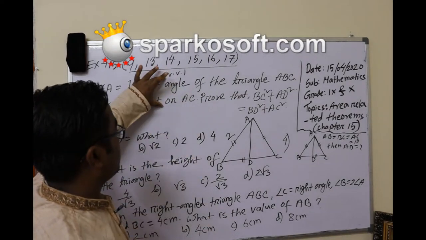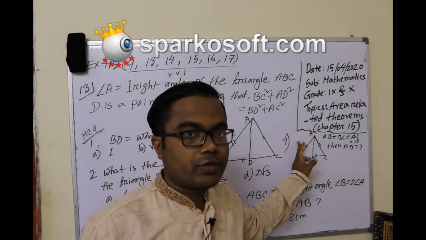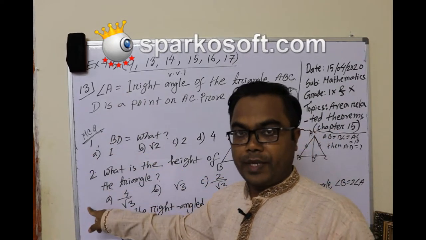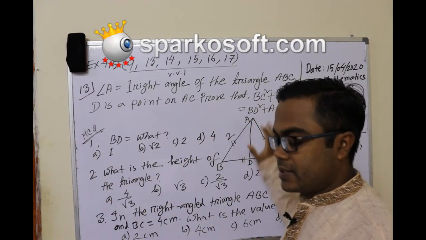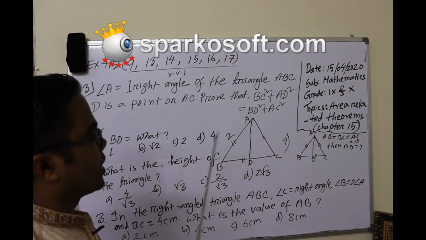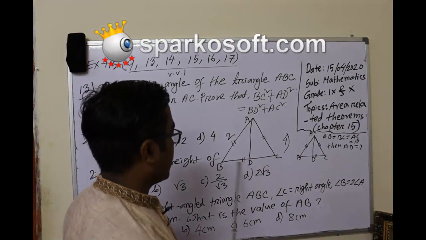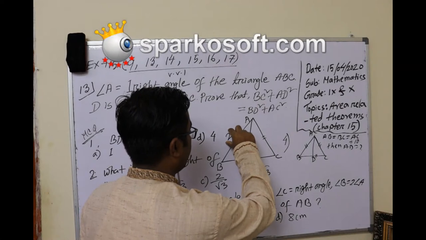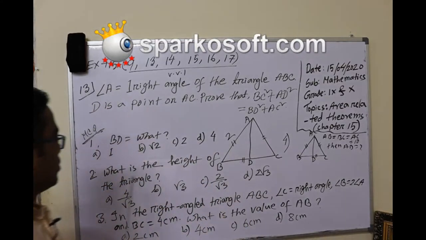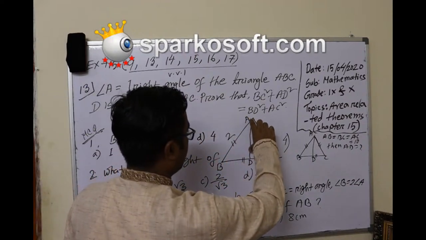Before solving this one, there are a few MCQs here. First try the 4 MCQs, after that I will solve this one. Questions one and two are fully based on this diagram. This is an equilateral triangle, which means all three sides are equal. AB equals AC equals BC, and the length is 2 cm. So with the help of this diagram, first you have to find the length of BD. Number two, what is the height of the triangle? The height means you need to find the length of AD.